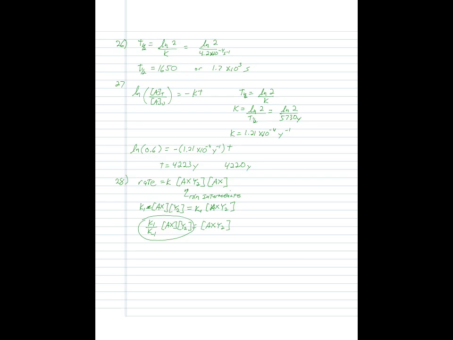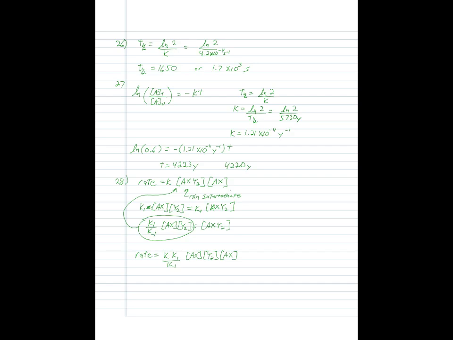I can now take this value here and plug that in for the concentration of AXY2. When I do that, I get rate is equal to k times k1 over k minus 1, and I'm going to have the concentration of AX, the concentration of Y2, times the concentration of AX.